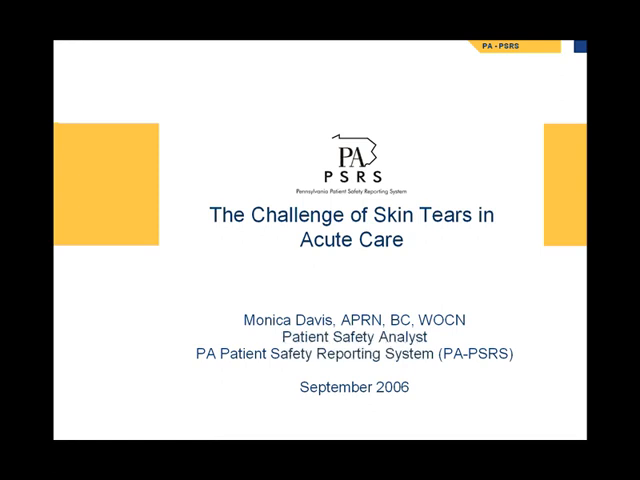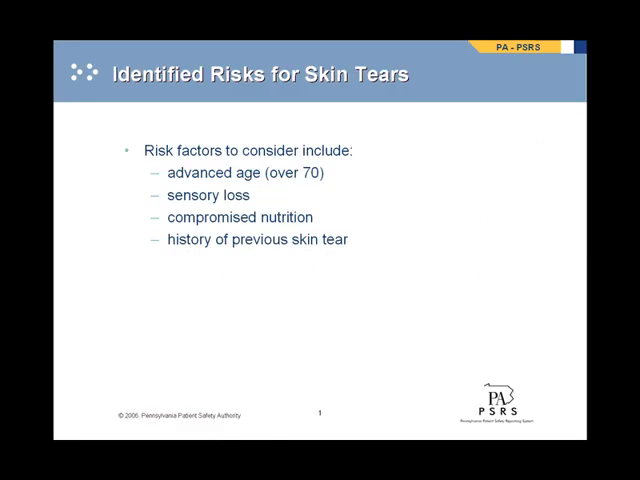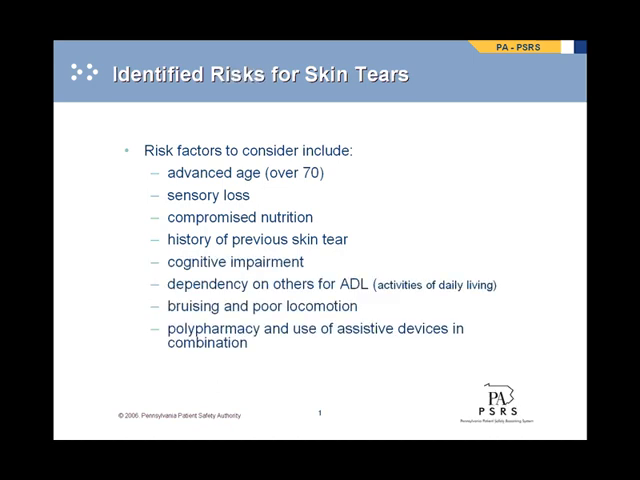Let us begin with patient risk factors. The literature identifies advanced age, sensory loss, compromised nutrition, history of previous skin tear, along with cognitive impairment, dependency on others for activities of daily living, bruising, poor locomotion, and polypharmacy. This means multiple medications for various conditions and in combination with the use of an assistive device. Knowledge of these characteristics is important in the initial patient risk assessment for skin tears.